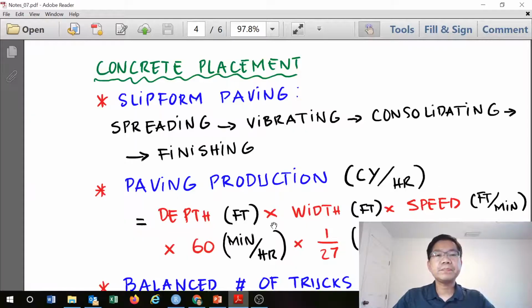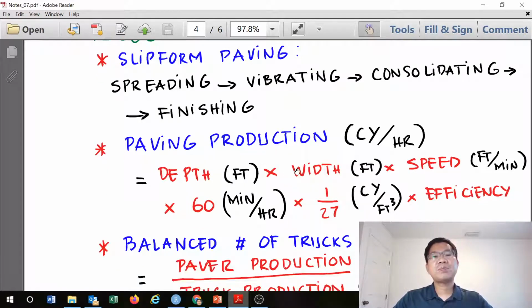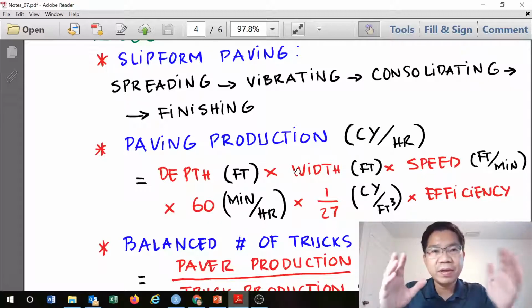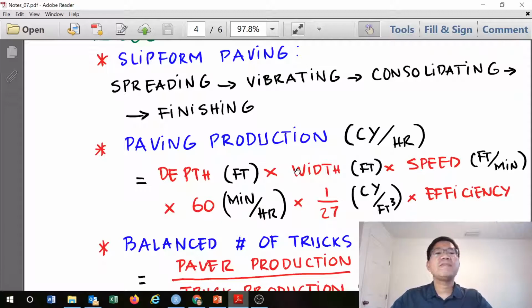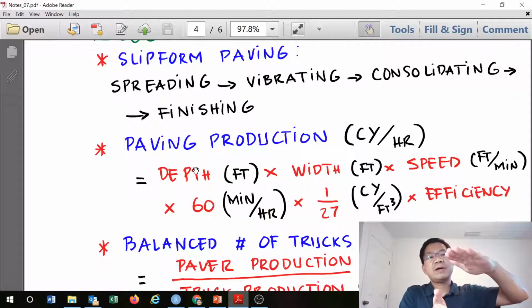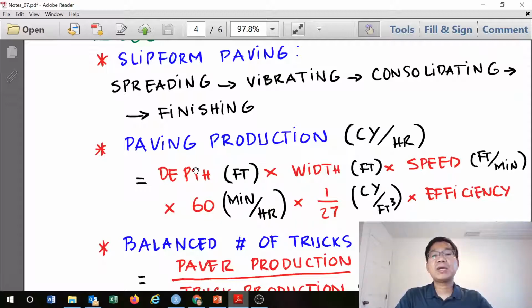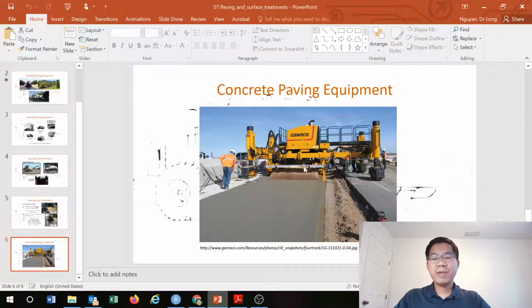and concrete. How do we determine production? Because concrete is measured in terms of volume, cubic yards, unlike the asphalt above, where we're talking about tons per hour. So the production of concrete paving, we measure in cubic yards per hour. How to determine it? First, the depth, the width, and the speed. First things first, depth: what is the layer of the concrete, measured in feet. What is the width? For example, one lane of the highway. Speed: what is the speed of this slip form paver?